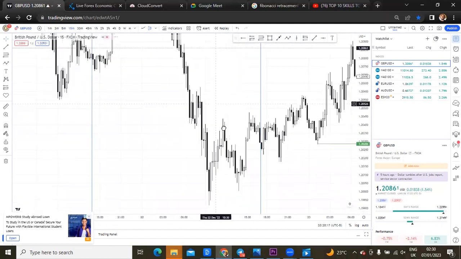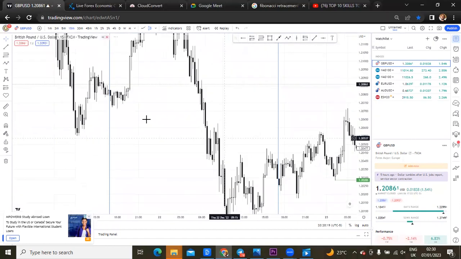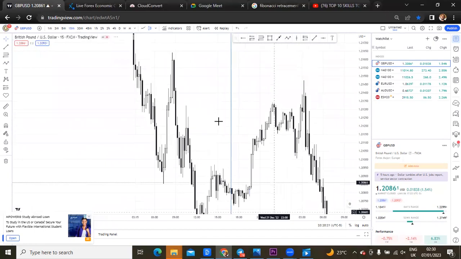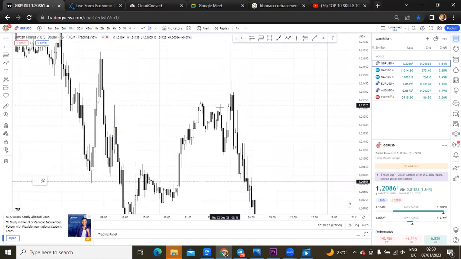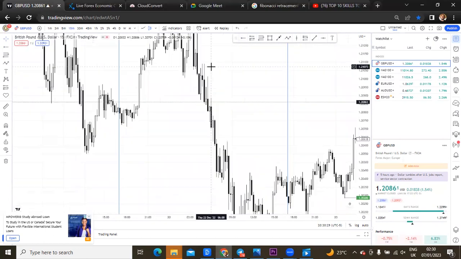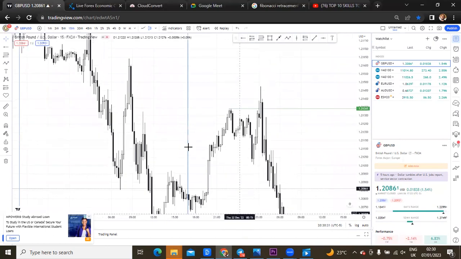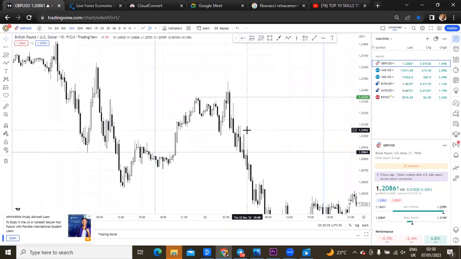Let's look for at least an equal high or something. Look at another example: this high was taken out and see how price went down with speed. This is a clean example of a stop hunt. A neat example of a stop hunt.